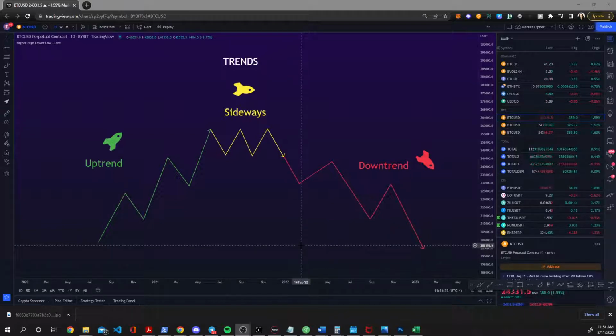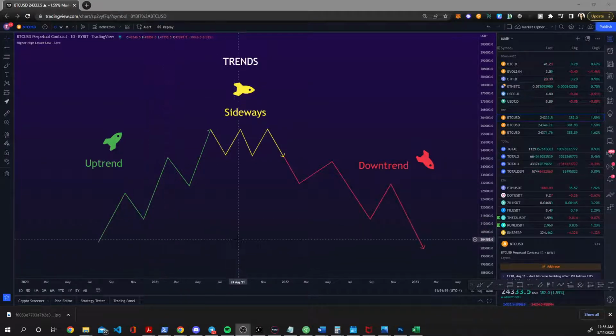Now, you might have heard the saying "trend is your friend," and maybe "don't trade against the trend." Now, those are all important. You never want to go against the trend, because more than likely, if it's already trending in one direction, it's going to continue in that same direction unless it breaks. So you want to trade with the trend until it's broken.